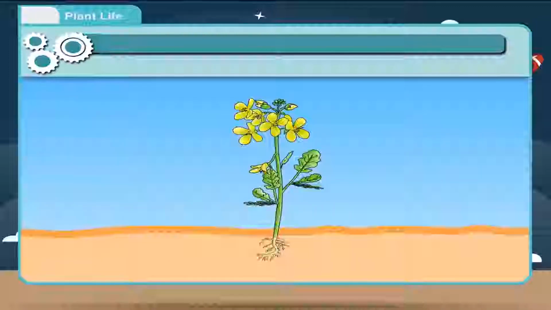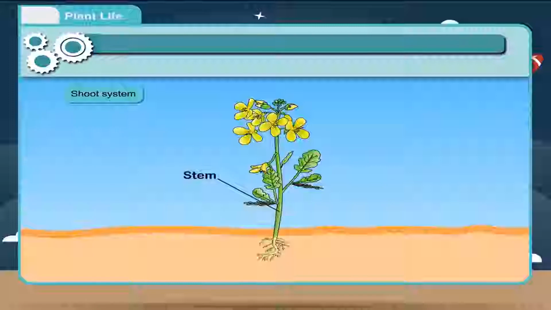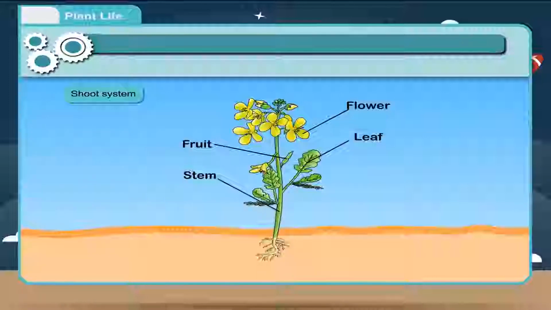2. The system above the ground, which we see, is called the shoot system. The shoot system consists of stem, leaves, flowers, and fruits. We will learn about the leaf and the flower parts of a plant in detail.